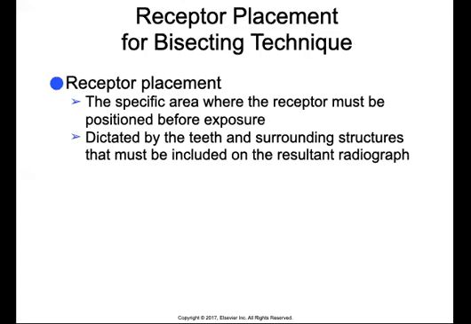So here we're just talking about receptor placement, and this is the specific area where the receptor must be positioned before the exposure. And this is dictated by the teeth and all the surrounding structures that must be included on the resultant radiograph. So if you look over to figures 18-15 as well as 18-16 on page 184, this is just illustrating what it is that I'm talking about here. Just giving you a picture of all the teeth that need to be included for each exposure.